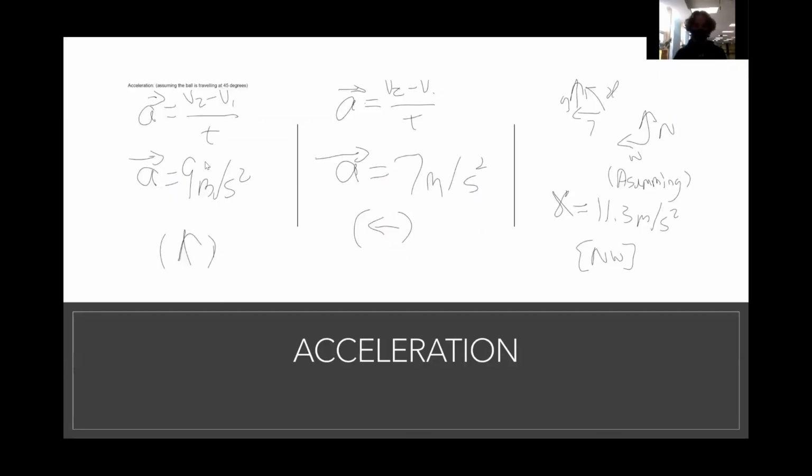Okay, so for the acceleration, we used the acceleration equation, which is a equals v2 minus v1 over t, and we got the acceleration upwards is equal to 9 meters per second squared. And for horizontally, we used the same equation, and we got that a is equal to 7 meters per second squared going left. So then we used the Pythagorean theorem. We know that going left is 7, going up is 9, and the hypotenuse is x. So then we found that x is equal to 11.3 meters per second squared.